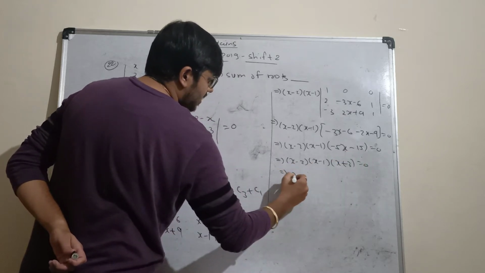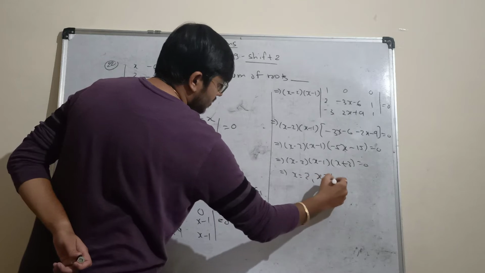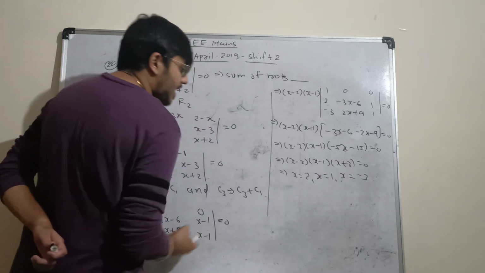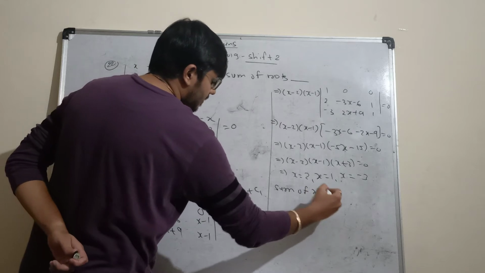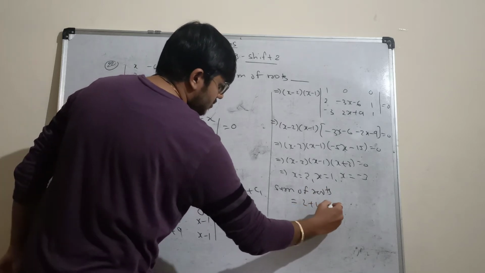So how many roots are there? The roots are x equals 2, x equals 1, and x equals minus 3. If I want to find the sum of roots, 1 plus 2 minus 3, that is equal to 0.